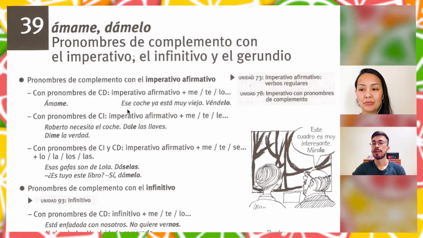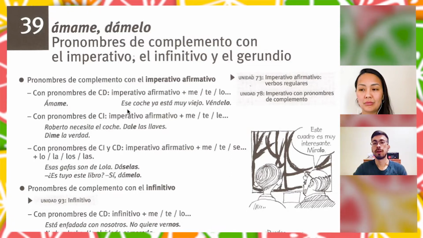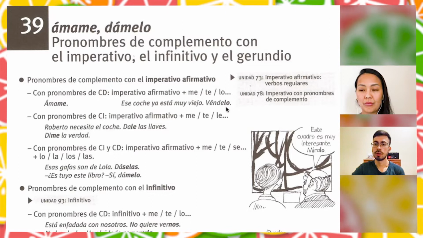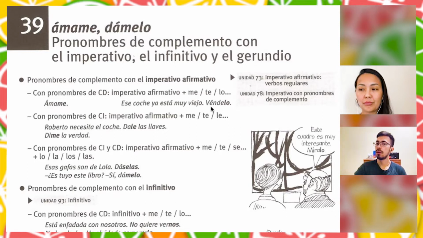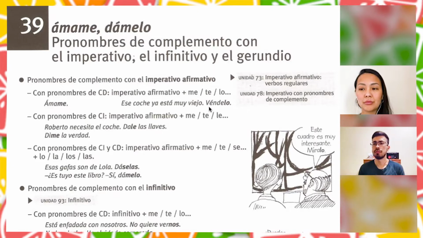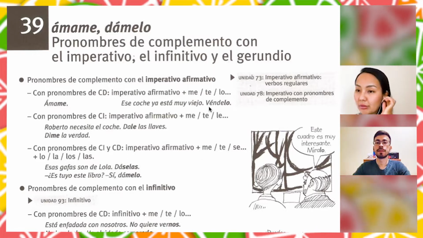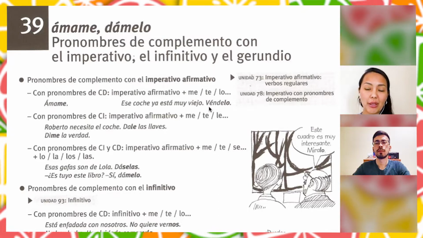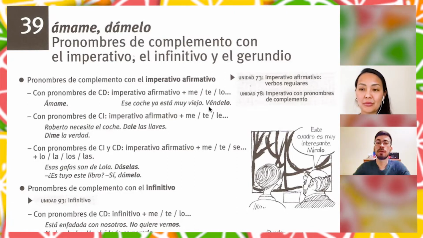For example, here, este coche ya está muy viejo. This car is already very old. Véndelo, sell it. Here the same, we use lo, and we just add it to the imperative form. Here it's more like a recommendation than an order. This is for the direct. Guys, let me explain that this is obviously very unusual for English, but in Spanish we add pronouns to verbs.